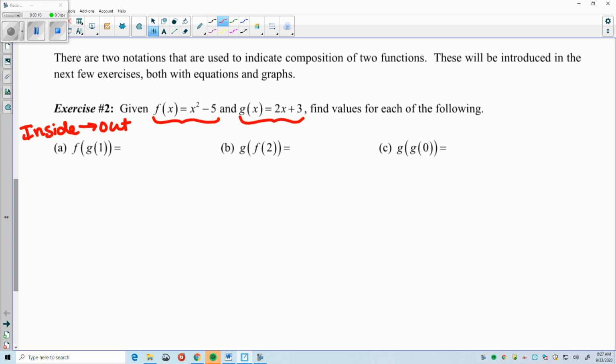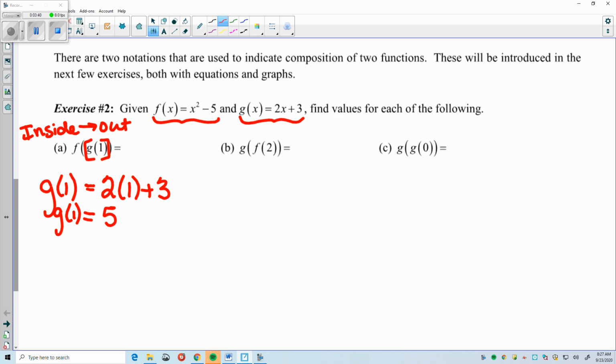So in other words, when I'm looking at this notation, I am only going to be focusing for right now on g of 1. That means I'm going to go to the g function. And in this g function, wherever there's an x, I'm going to replace it with a 1. So I have 2 times 1 plus 3. Okay, and if we simplify this down, 2 times 1 is 2, plus 3 we get 5. So now I know g of 1 is equal to 5.